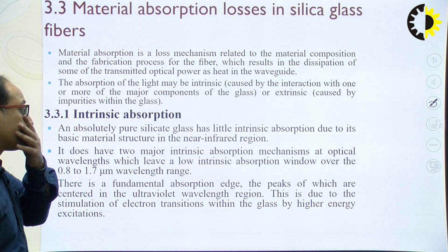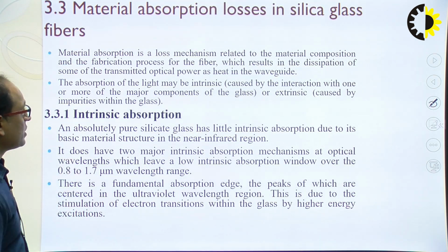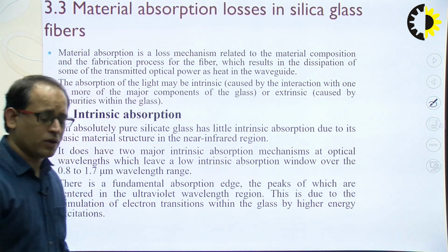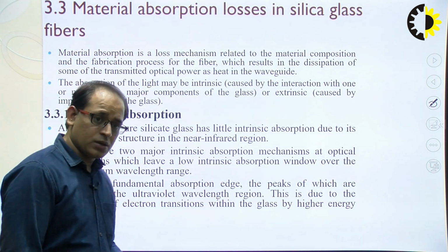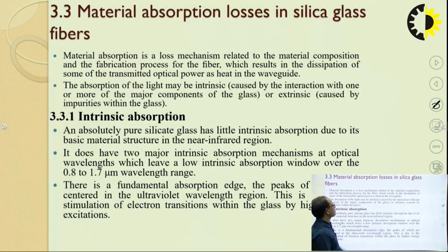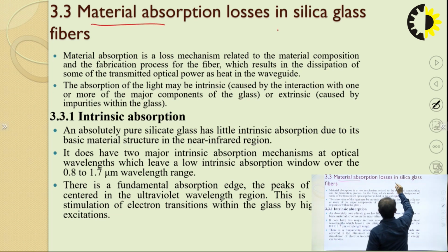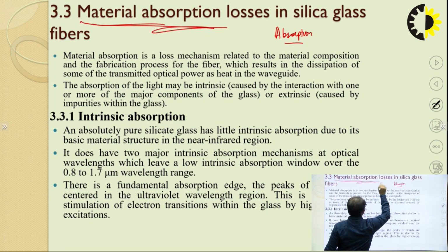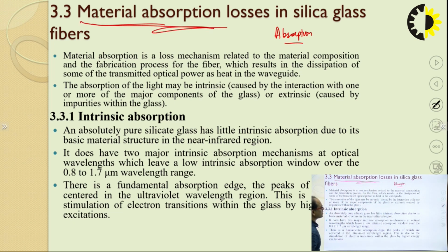Now the next topic is material absorption. This is one of the mechanisms in the loss or signal attenuation. It is the material absorption loss. So there are two categories in which we will discuss the absorption losses, and we will first discuss the loss due to the material, the material absorption.